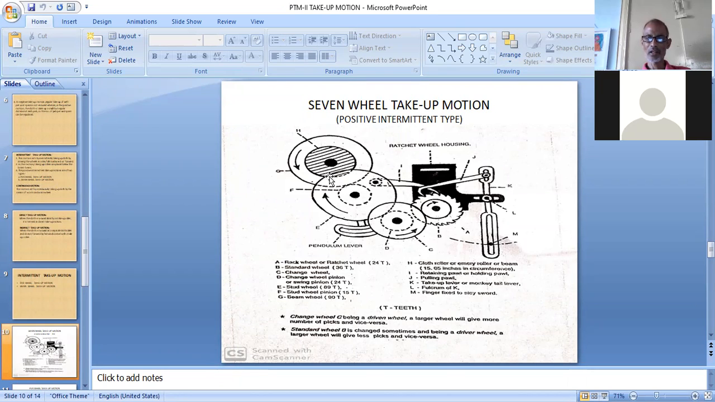So this is the final roller to which we have to transfer the motion, and this is a starting wheel. So starting from this A, B, C, D, E, F, and then G, you can count the number of wheels. A is 1, which is known as rack wheel or ratchet wheel. This is a ratchet, pawl and ratchet arrangement is there. So here we have a pulling pawl, and this is a ratchet wheel.